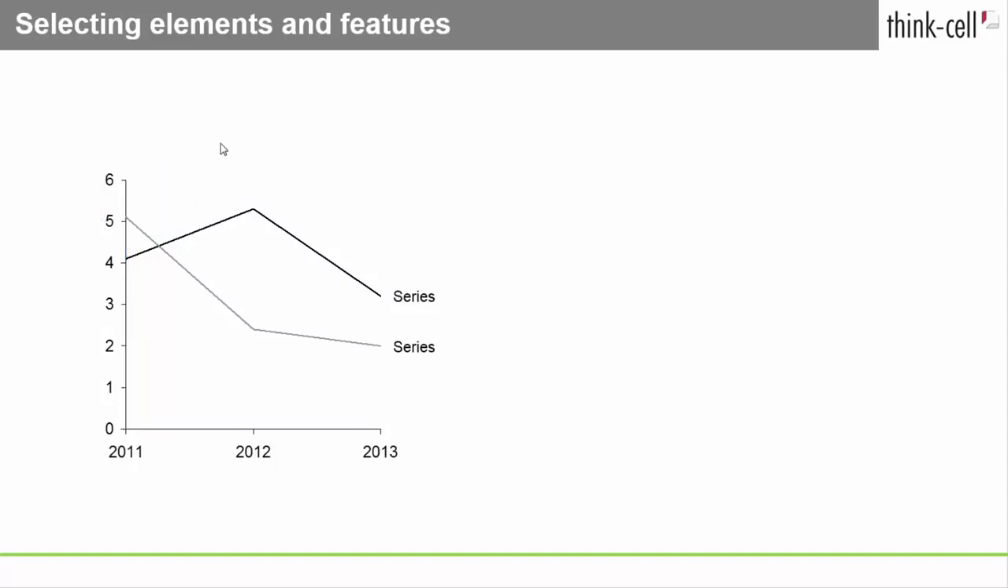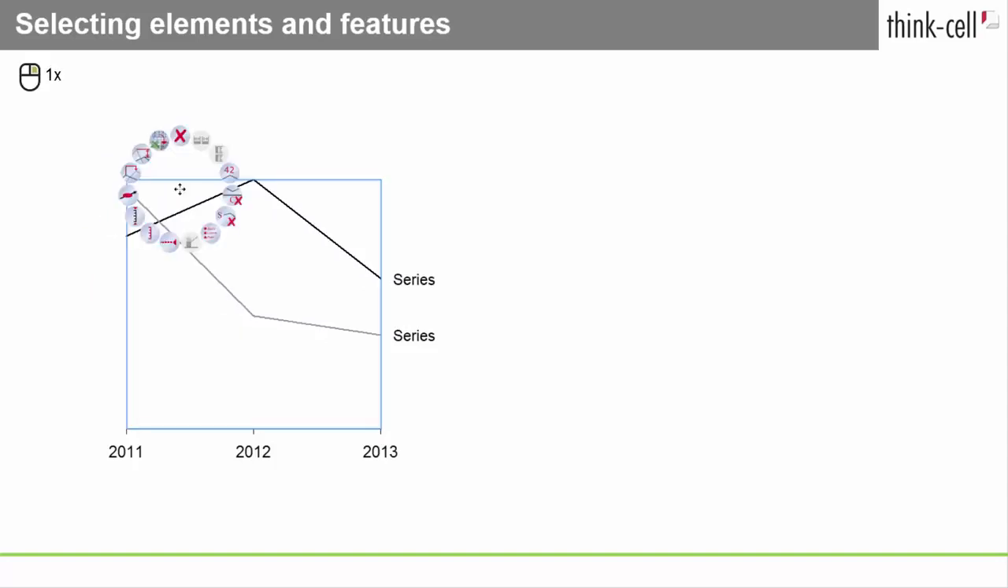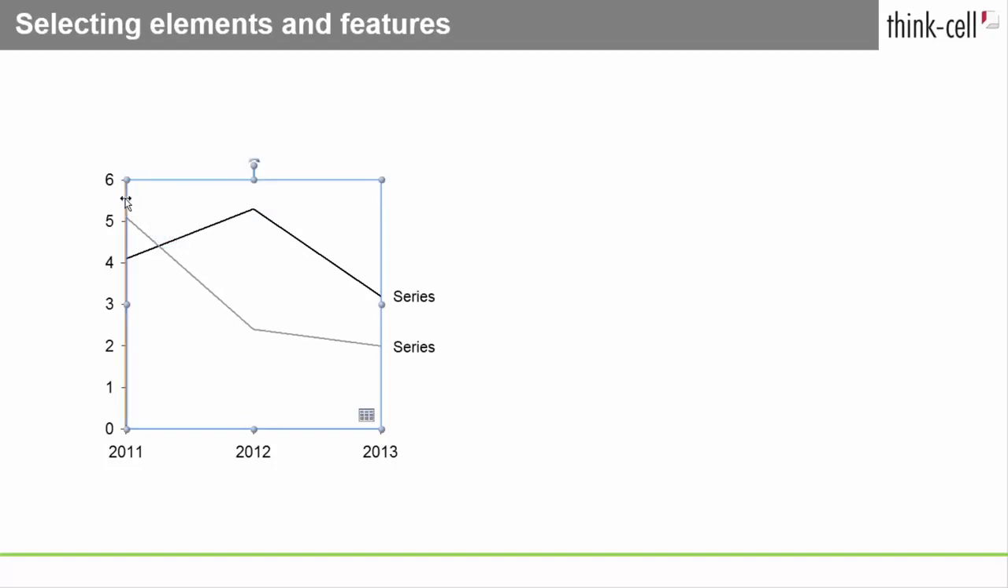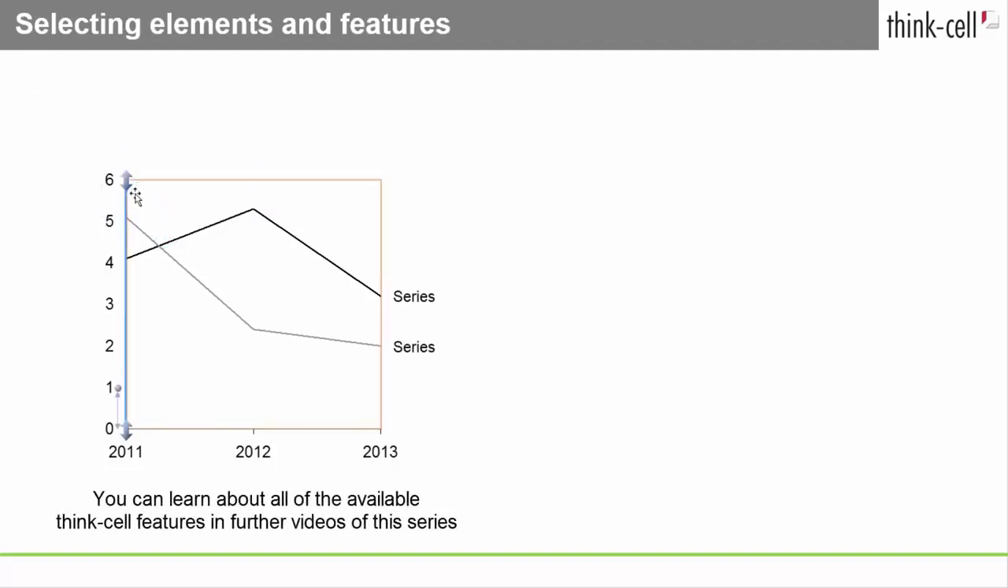So you can use the chart's context menu to switch the vertical axis on or off. But to show or remove the tick marks of the axis, you'll need to use the axis context menu. You can learn about all of the available ThinkCell features in further videos of this series.